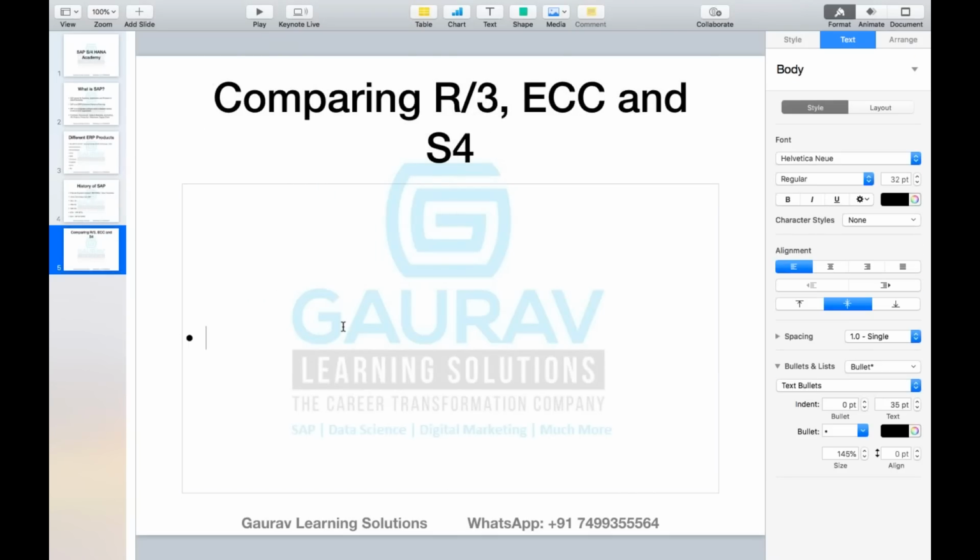First of all, what exactly is R3? This is again a common question which is asked in interviews. What do you mean by R3? It is called 3-tier architecture. R3 stands for 3-tier architecture. Now, what do you mean by 3-tier architecture? Let me ask you a simple question.